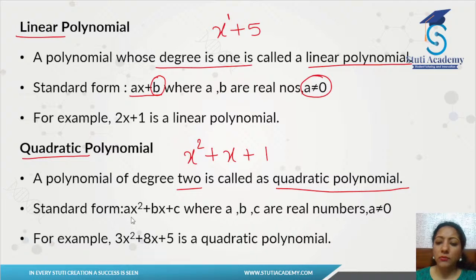The standard form for the quadratic polynomial is given by ax square plus bx plus c, where a, b, c are real numbers and a is non-zero. Again, it's the same thing. If a becomes 0, this term will disappear, because 0 multiplied by anything will be 0. So we'll remove this term and we'll be just left with bx plus c. That will become a linear polynomial. That is why the coefficient of x square we are specifically taking as non-zero. So a must be non-zero. For example, we have a quadratic polynomial 3x square plus 8x plus 5. It's an example for a quadratic polynomial.